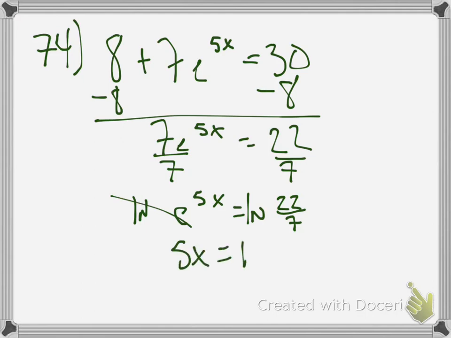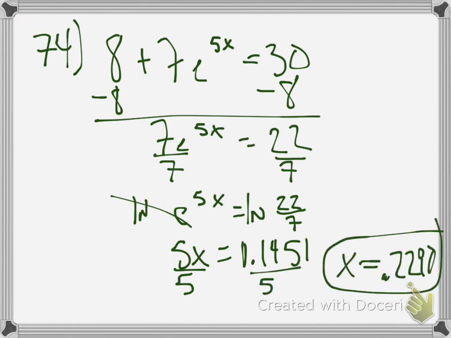So I have here 5x is equal to 1.11451. Divide by 5, and I get x is equal to 0.2290. And there you go. So that's pretty easy.